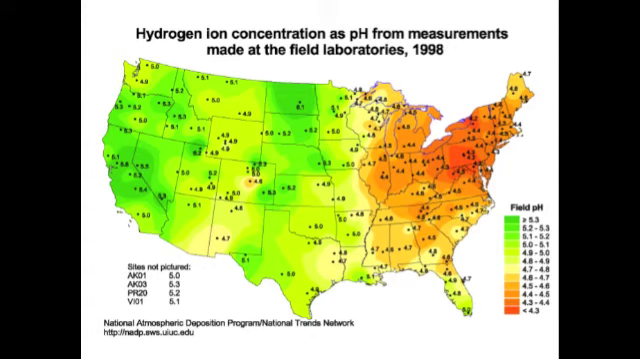This map shows the pH of the rain around the country measured in 1998. Notice that the eastern half of the country, the Northeast especially, is the area with the lowest, most acidic pH. The video clip after the map helps explain the topic and offers some insightful solutions.